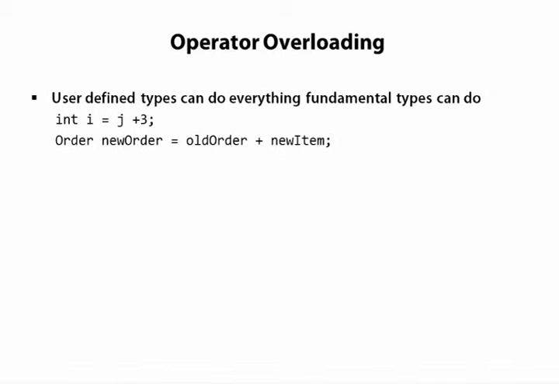Something I say a lot when I'm explaining C++ and how it's different from other languages is that the fundamental types and the user-defined types are really on an equal footing. Operator overloading is one of the things that makes that true. So you can write int i = j + 3. You can also write new order = old order + new item. And plus, that fundamental operation of addition, can be something that makes sense for orders and items.